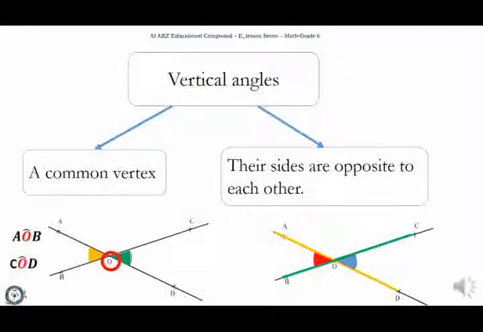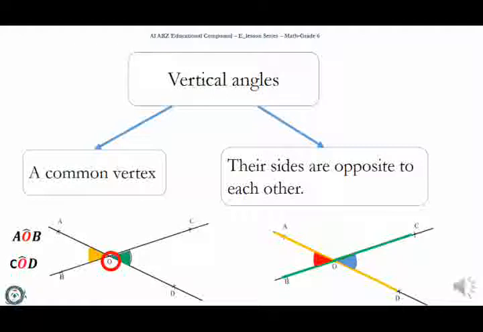So when I say vertical angles, I say 2 points. First, they should have a common vertex. Given these two angles, AOB and COD, what's the vertex in the angle AOB? It is O. And what's the vertex of the angle COD? It is also O. So these two angles have a common vertex, O.